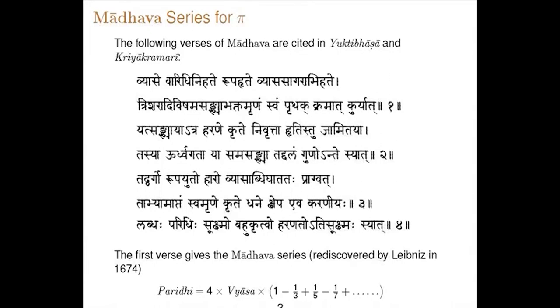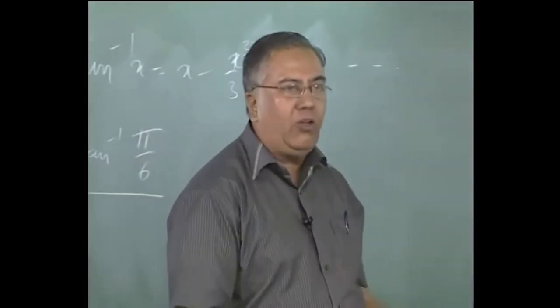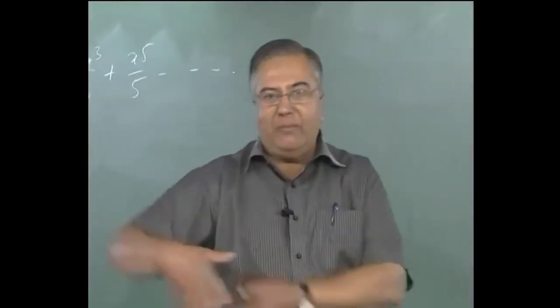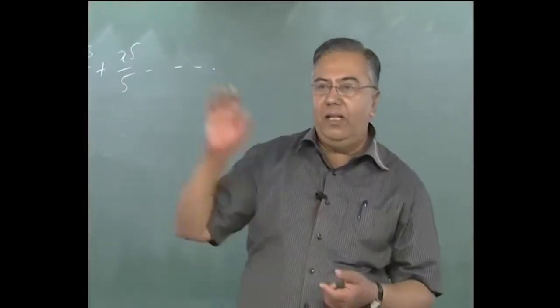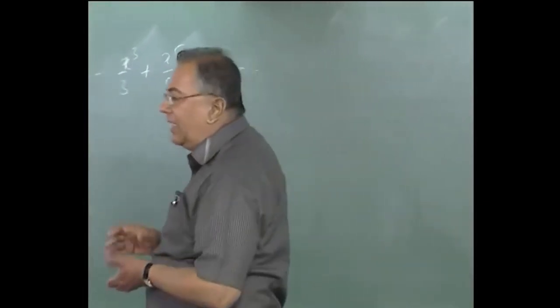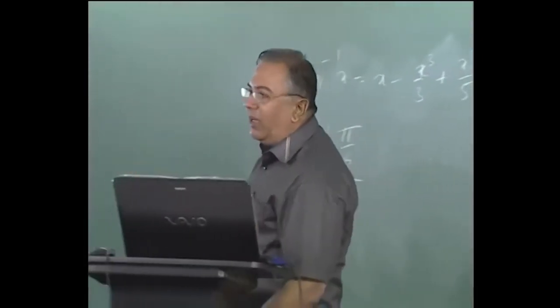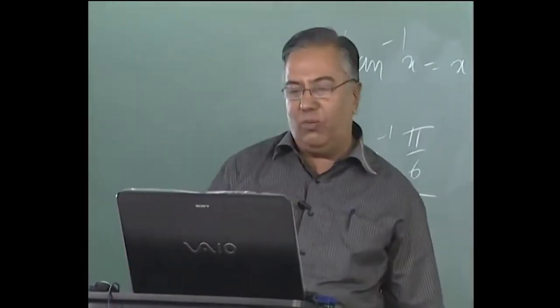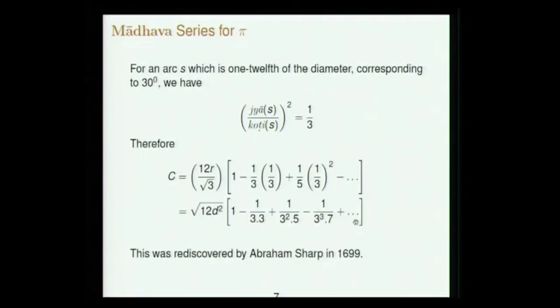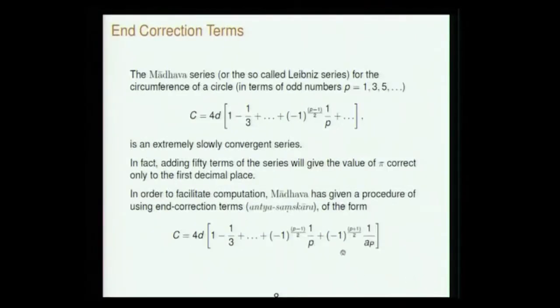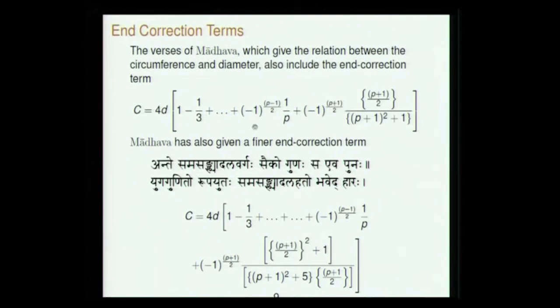In fact, the resultant value is quite accurate, much more accurate than summing that series for many, many more terms. That is the Leibniz series, or just the bare Madhava series. If you go on summing it for 100, 200 terms, not much advantage can be obtained. Using this correction term will give you much better results soon enough. So, the first correction term that Madhava proposed was minus 1 to the power (p plus 1)/2, times (p plus 1)/2, divided by (p plus 1) whole squared plus 1.